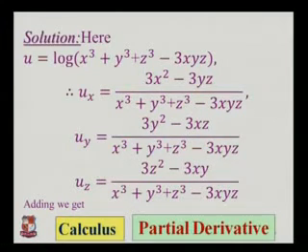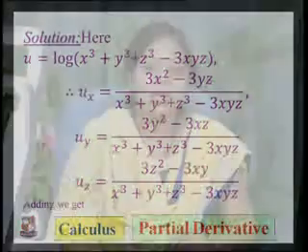So the derivative of x cube is 0, the derivative of y cube is 0, then the derivative of z cube is 3z square, minus 3xy, since x and y behave as constants and the derivative of z is 1. So 3z square minus 3xy. So this is our answer of del u by del x, del u by del y and del u by del z. Now we will take the next derivative with respect to x, y and z.